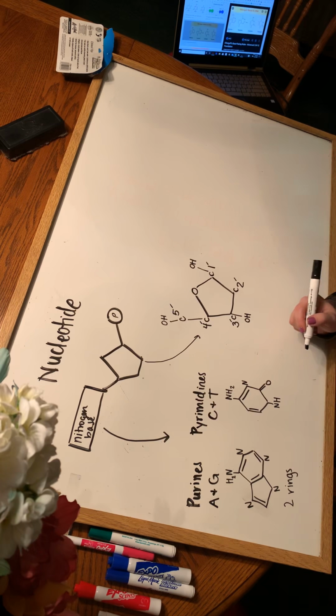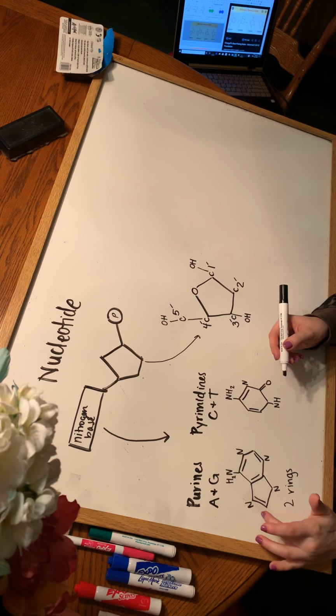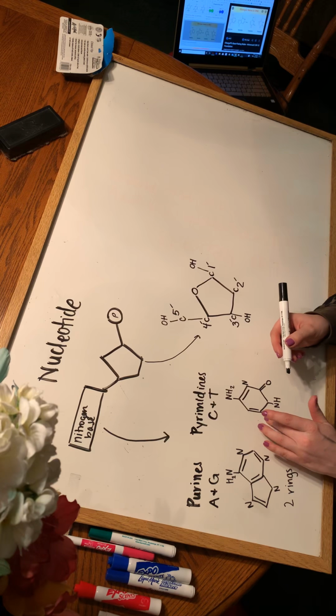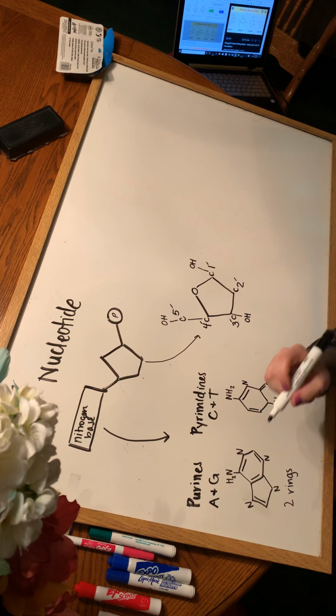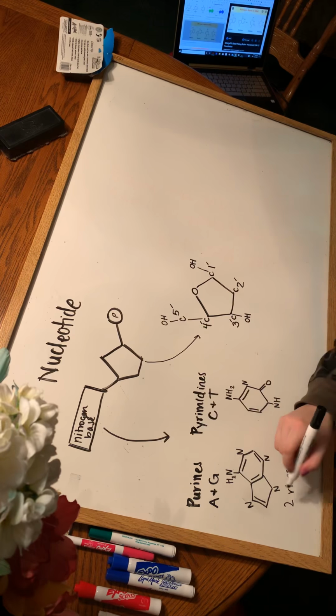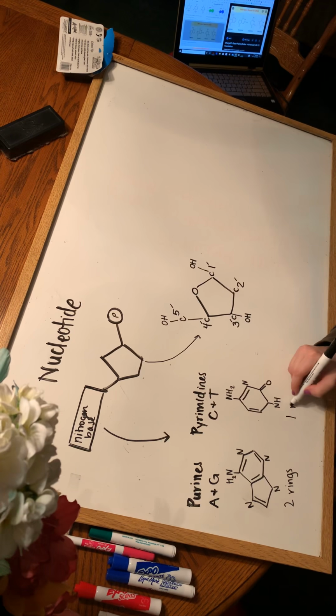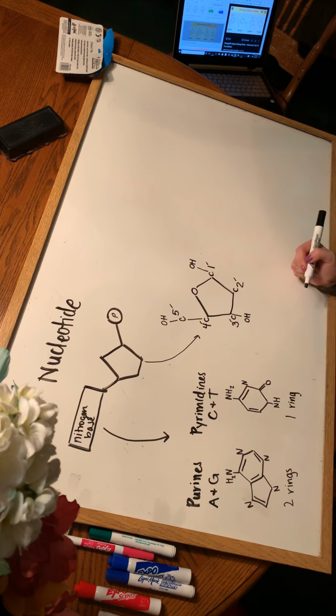Okay? And I'm just giving you an example. So this is adenine, this is cytosine. Thymine would look a little bit different, guanine would look a little bit different, but regardless, purines have 2 rings, pyrimidines have 1 ring. So that's what makes them a little bit different.